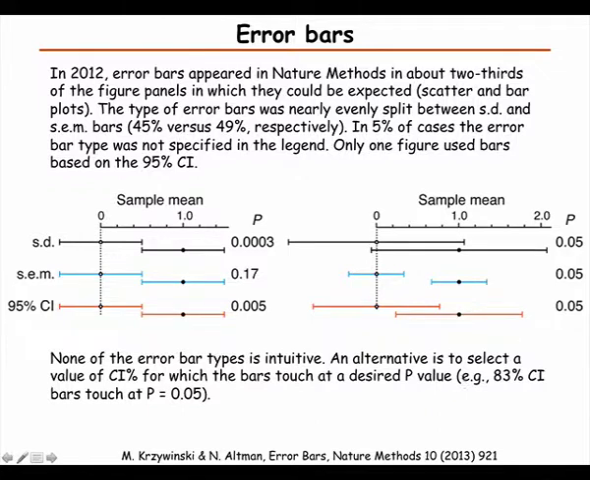So what they suggest as an alternative is that one could select confidence intervals so that the error bars touch at the desired p-value. So it would be 83% confidence intervals for a p-value of 0.05. This is probably something a lot of reviewers would complain about, and it wouldn't be so easy to get through. So choose either of these, but think about how you're doing it and describe it carefully.